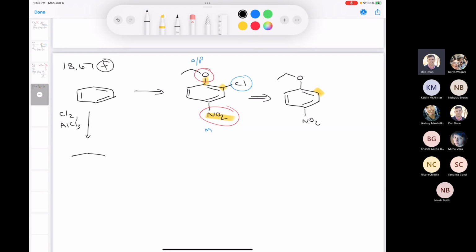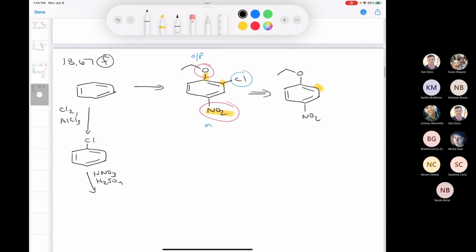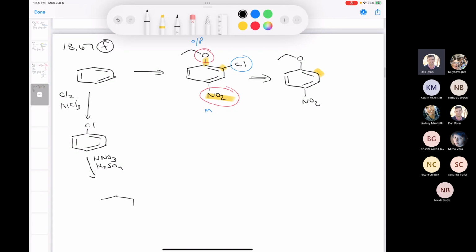So first we're going to put in our chlorine, which will eventually be our leaving group. And then we're going to install our nitro group. So let's treat that with nitric acid and sulfuric acid, like that. Let's put our nitro group in. And now we're set up for our SNAr chemistry, right?